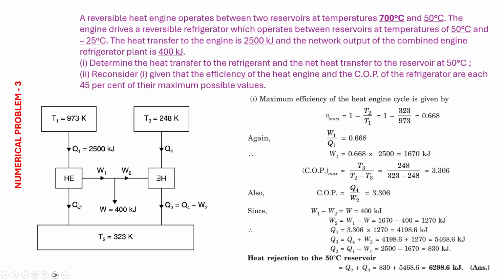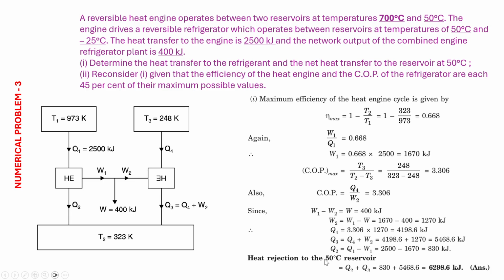Generally, Q2 is equal to Q1 minus W1. This is already computed in the previous case. That is why we are substituting straight away here. 2500 is given in the problem itself, while W1 is computed here in the step, which is 830 kilojoule.